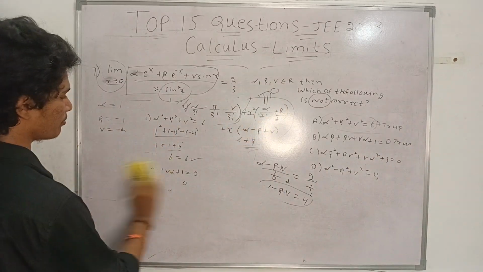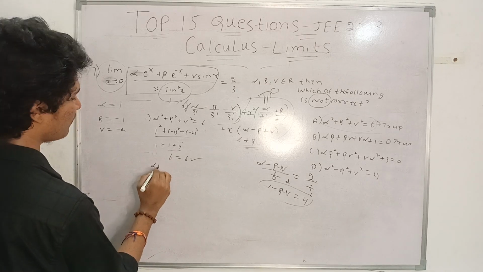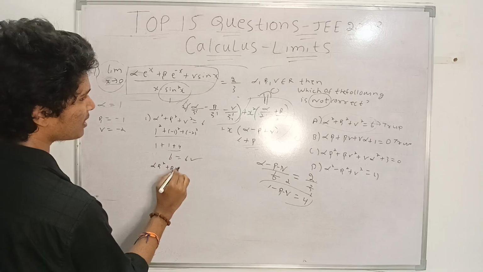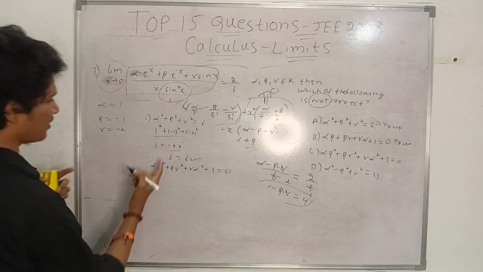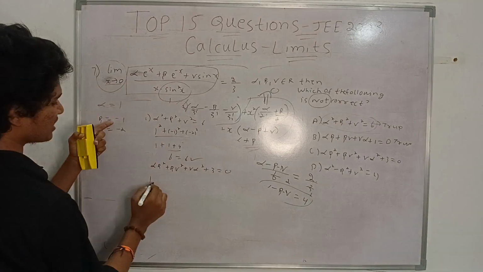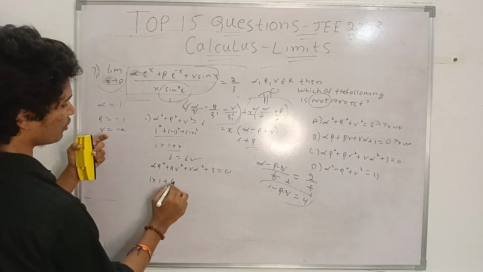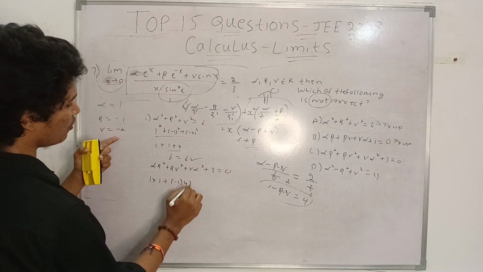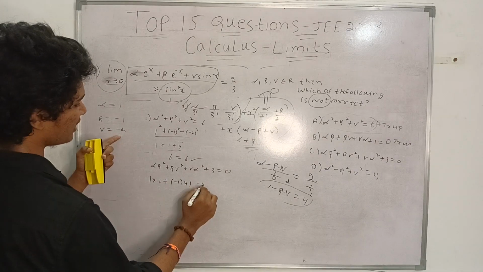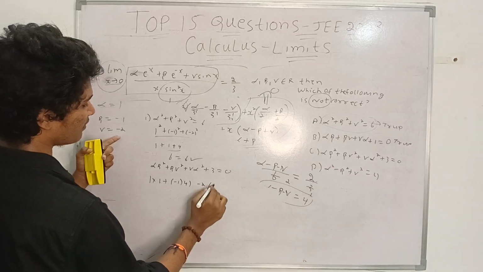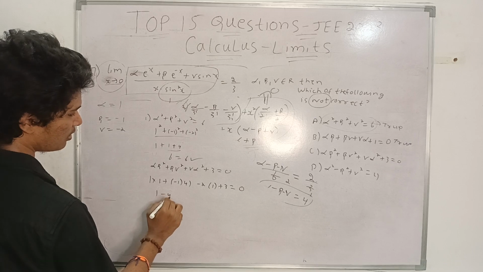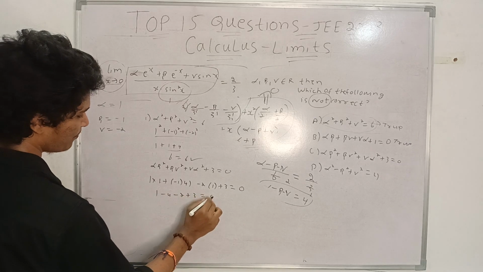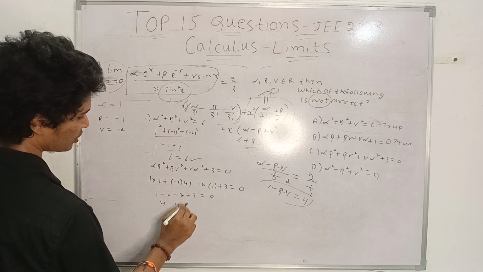Now let's check the third option. What are they saying? Alpha beta square plus beta gamma square plus gamma alpha square plus 3 equal to 0. Alpha is 1, beta square is 1, so that is 1 into 1; beta is minus 1, gamma square is 4, so minus 4; gamma is minus 2, alpha square is 1, so minus 2; plus 3. They are saying that it is equal to 0. So it is basically 4 minus 4 plus 2.